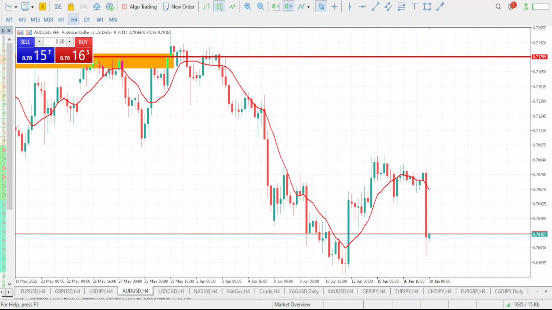So guys, now let's take a look at what we are going to be expecting for the day on our odd US dollar.